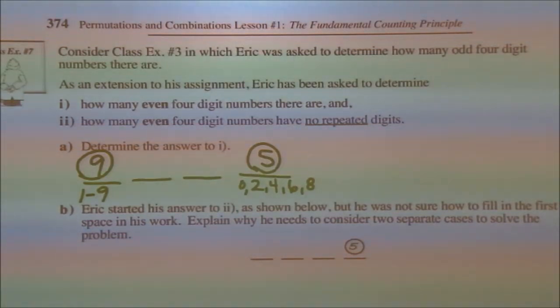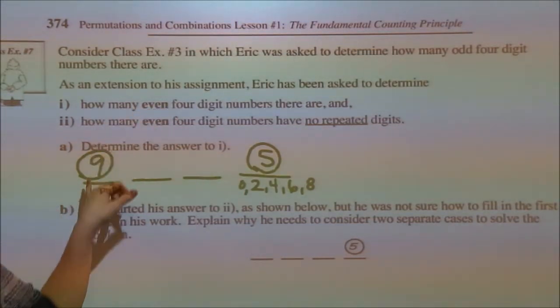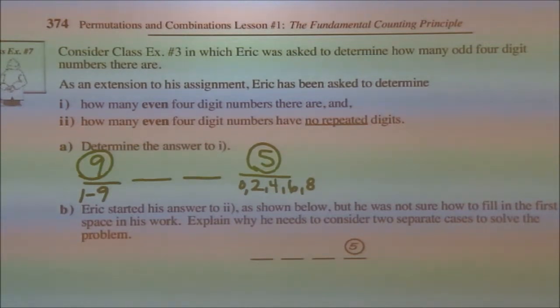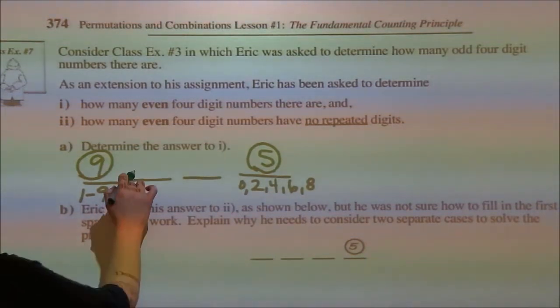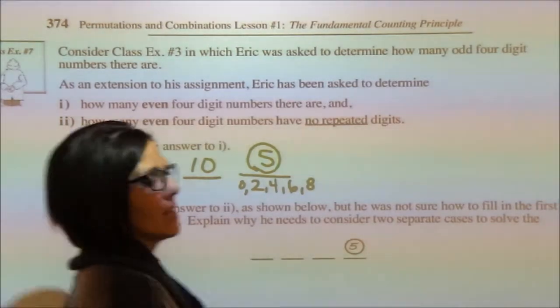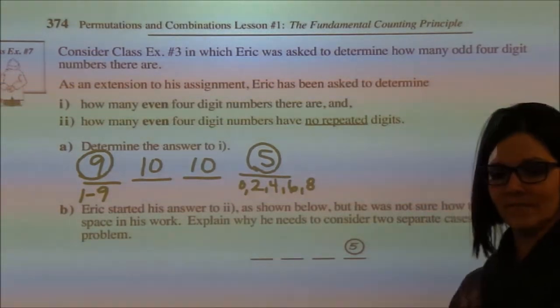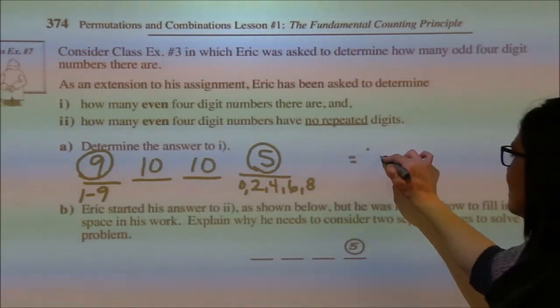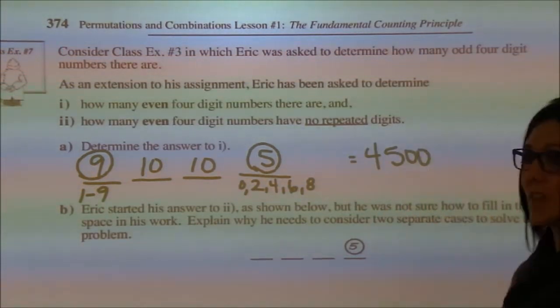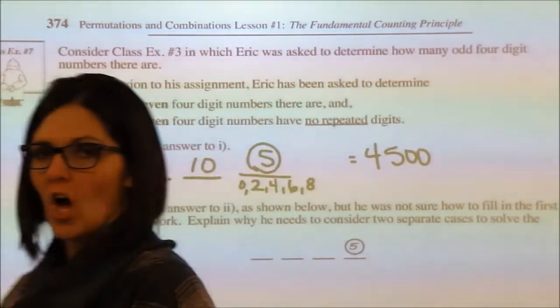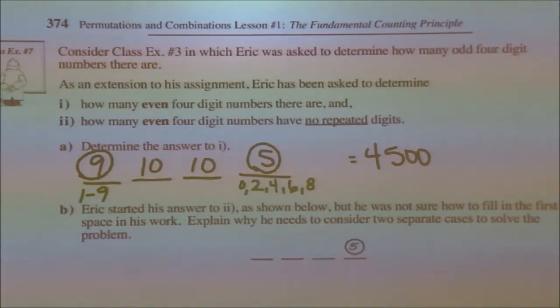It doesn't say anything about repeats. No, not in part 1. Part 2 has no repeats. So 10 choices. Okay, so 9 times 10 times 10 times 5? 45. So this is the same number of odd digit numbers that Eric came up with.